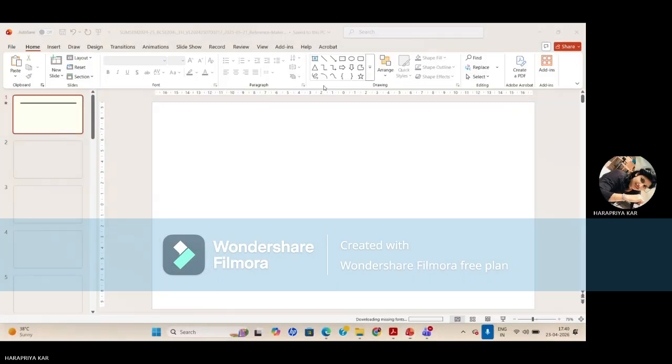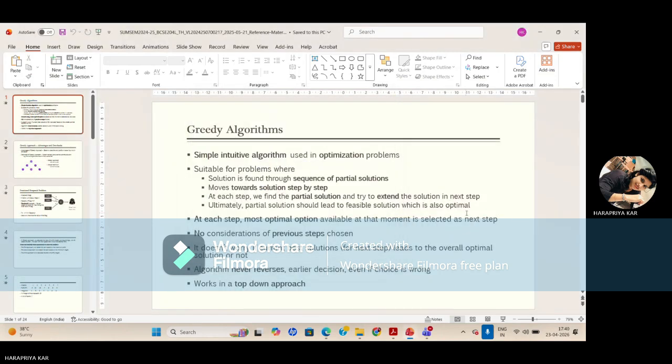So, today, what are we going to discuss? We are going to discuss greedy algorithms, how to analyze a greedy algorithm, how you are going to work with this particular algorithm, and what techniques are involved whenever we are working with greedy algorithms.